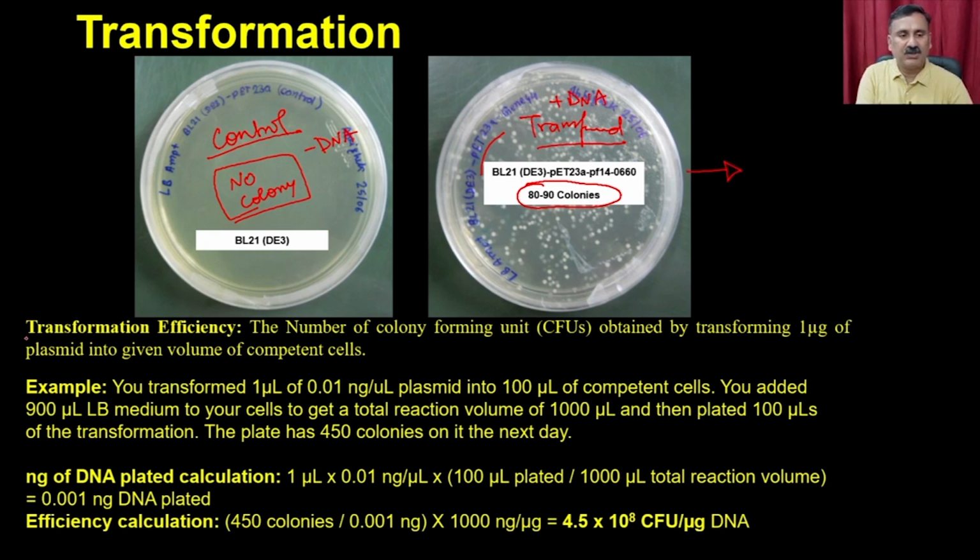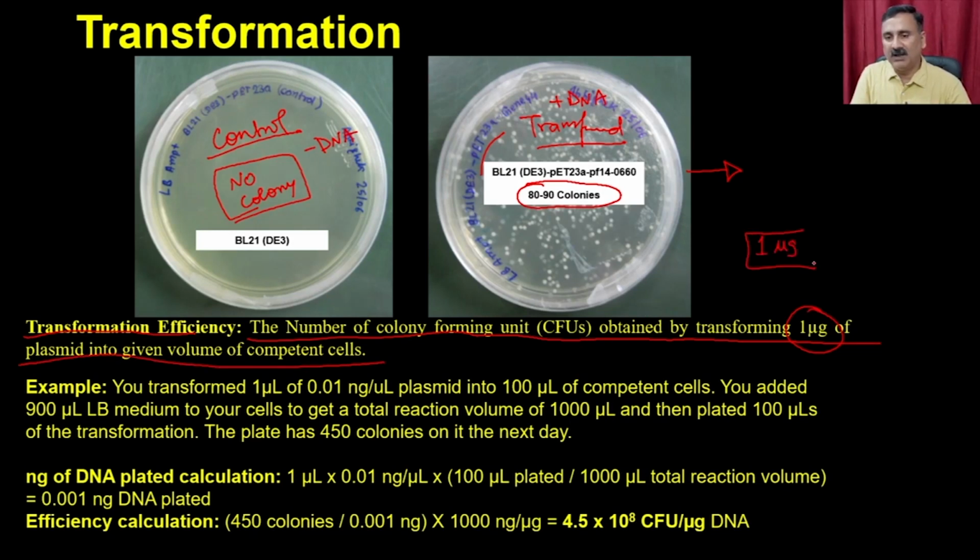What is meant by transformation efficiency? It is the number of colony forming units obtained by transforming 1 microgram of DNA into a given volume of competent cells. So the number of colonies you got from 1 microgram of DNA is called the transformation efficiency, and it is a very important parameter to judge how good your competent cells are, because if they are very bad, you cannot use them for cloning reactions.